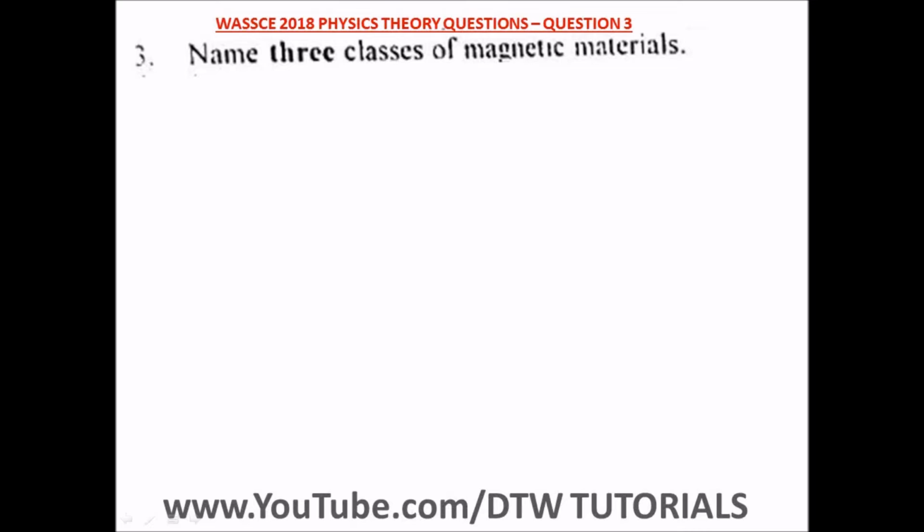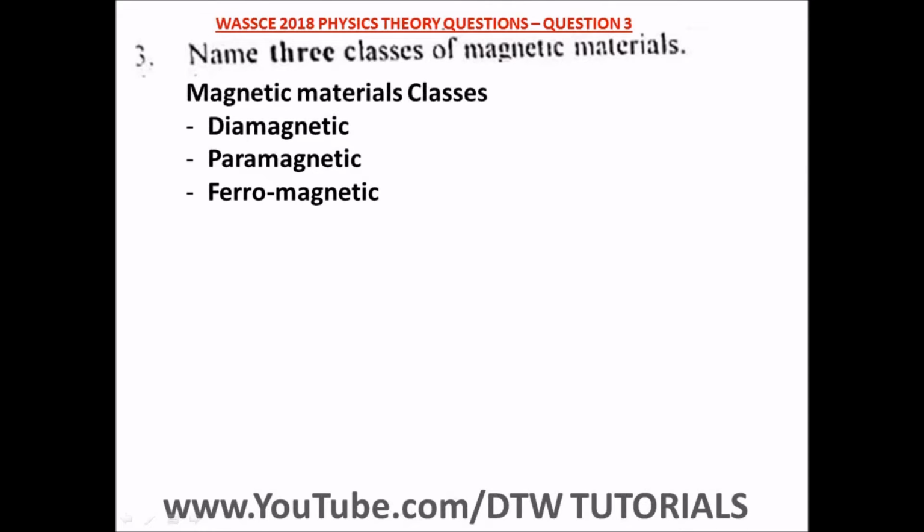All right, question 3 of the WASSCE 2018 physics theory question. It says name 3 classes of magnetic materials. There are 3 classes of magnetic materials. Materials are classified according to their nature of how they exhibit magnetism. The classes are diamagnetic, paramagnetic, and ferromagnetic. Ferromagnetic materials exhibit strong magnetism.